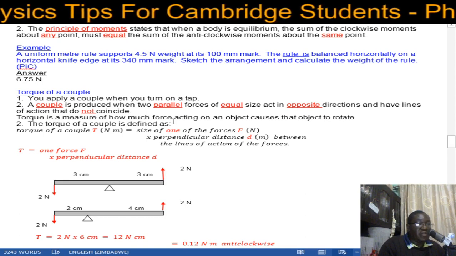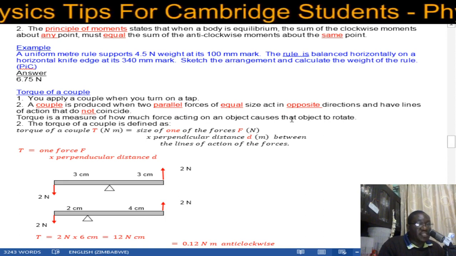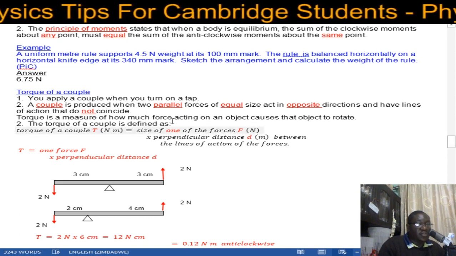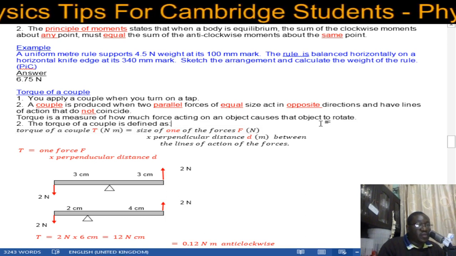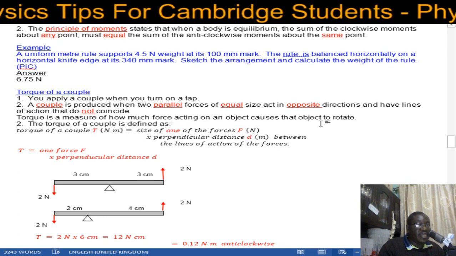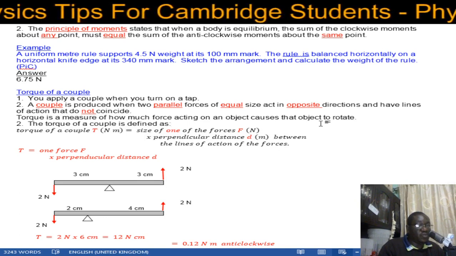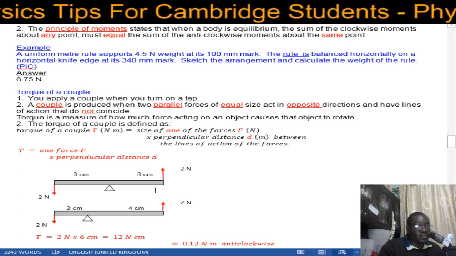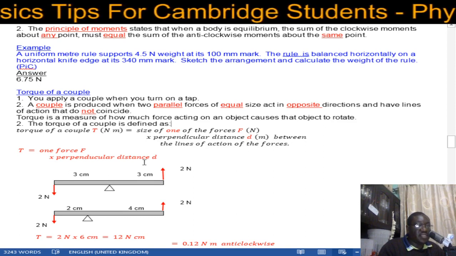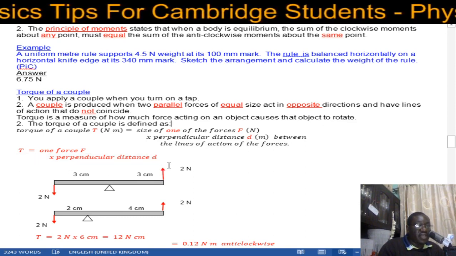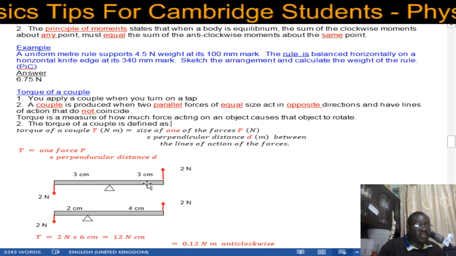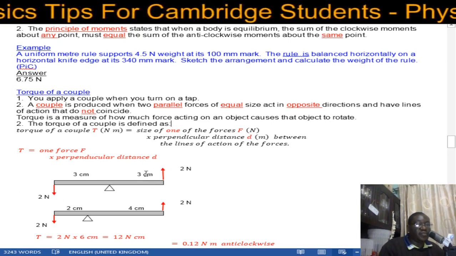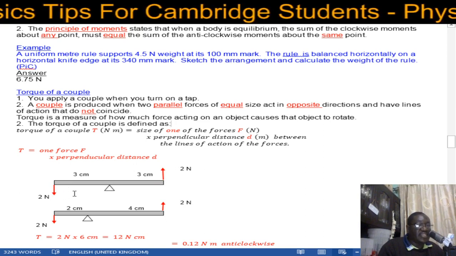Torque is a measure of how much force acting on an object causes the object to rotate. So the torque of a couple is equal to one force multiplied by the perpendicular distance between the two forces. So one force times perpendicular distance. So remember, to have a couple, we should have the two forces equal, right? The two forces must be equal, but pulling in opposite directions.